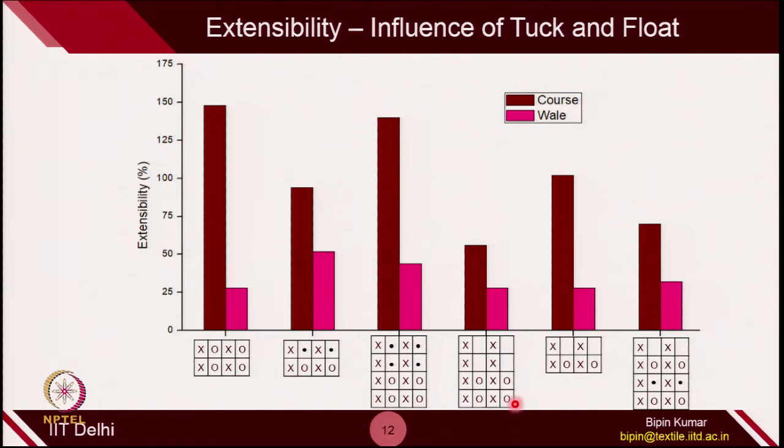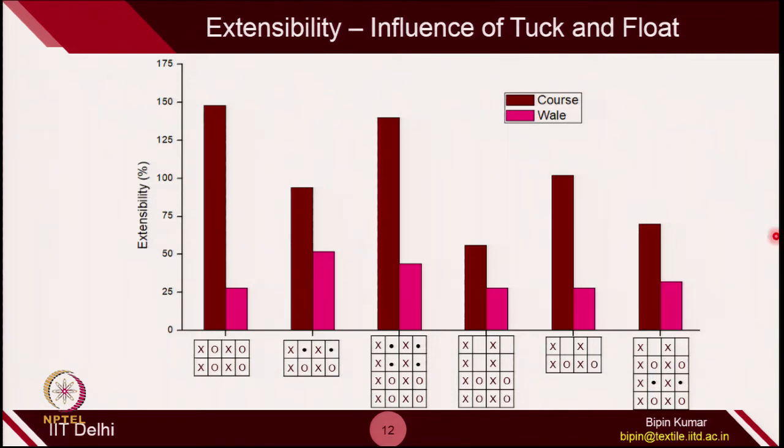So, whenever you have more and more tuck, you can observe very poor extensibility in course direction, which you can see here. So, here in the course direction, the extensibility is very poor. When you increase the amount of floats too much, the extensibility will go down. Whenever you have tuck and float simultaneously, again there will be some differences.